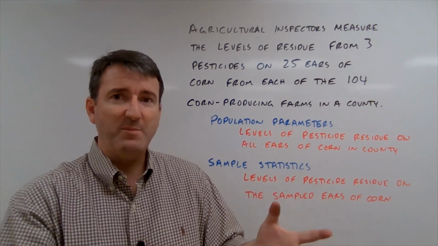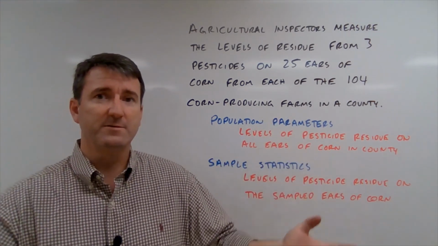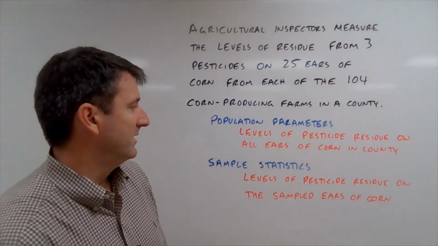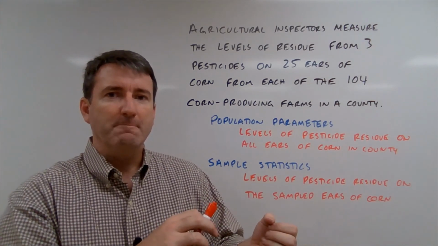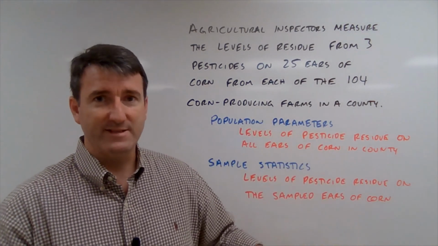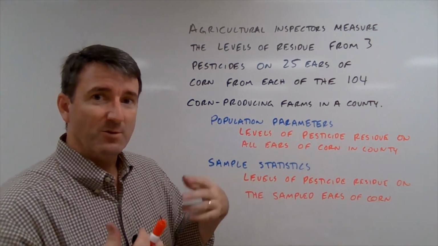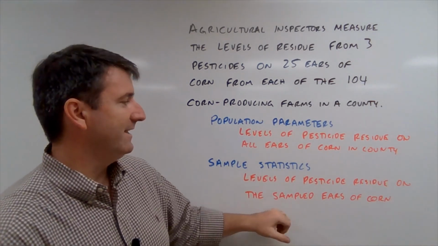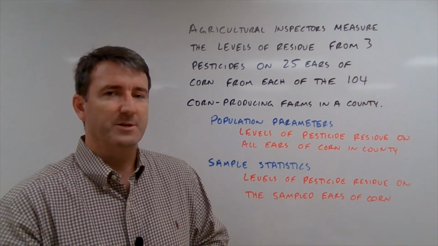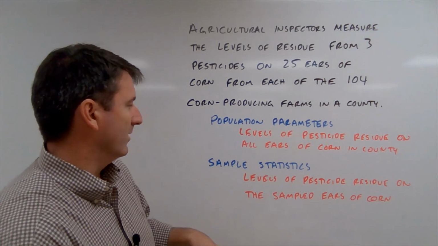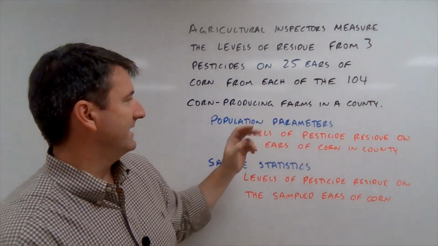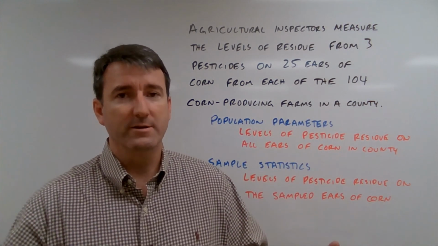So, the population of this study was all the ears of corn in the county. Since we couldn't look at every ear of corn in the county, we chose a sample by taking 25 ears of corn from each corn-producing farm. And what we wanted to know was how much pesticide was on all the ears of corn in the county. And so we did that by testing each of the ears of corn in our sample and looking at the levels of residue on those ears of corn. So that was our sample statistics, and we're going to use that to represent what's going to happen for all ears of corn in the county.